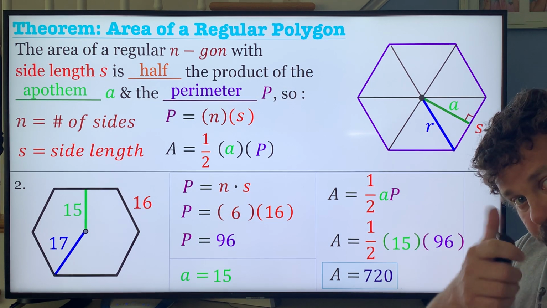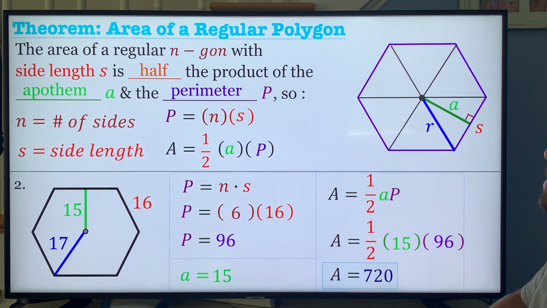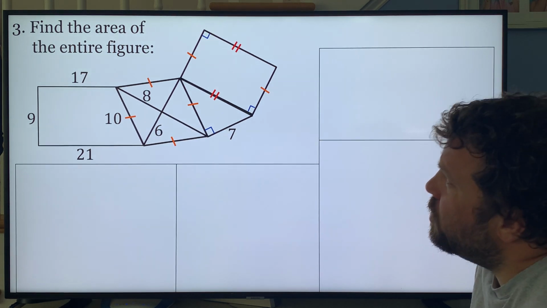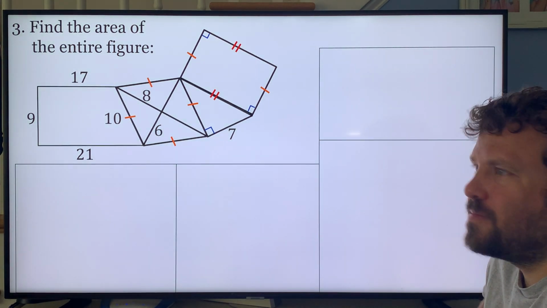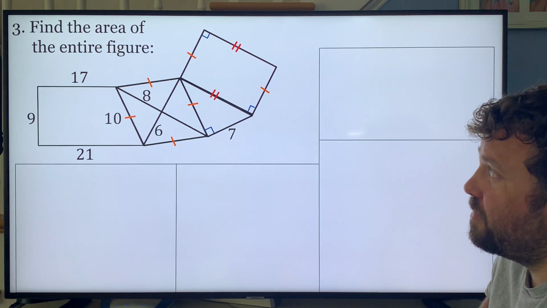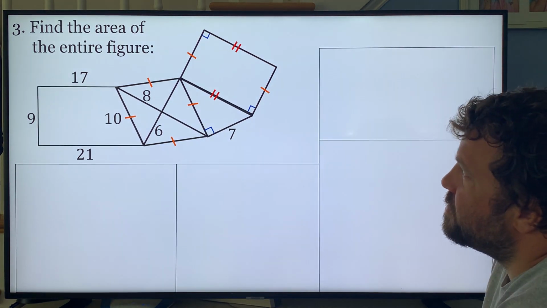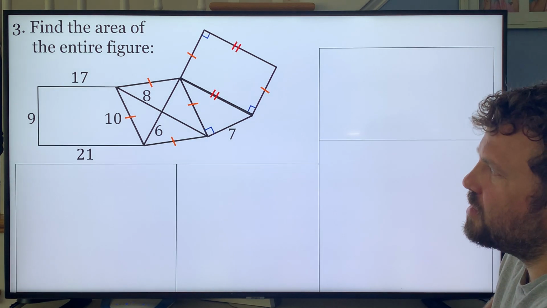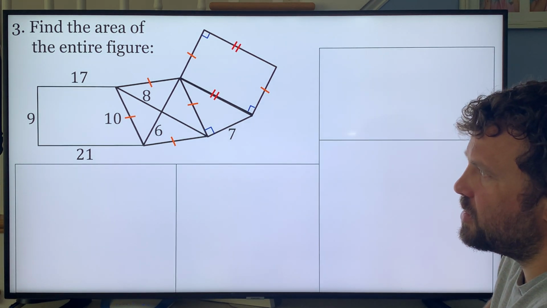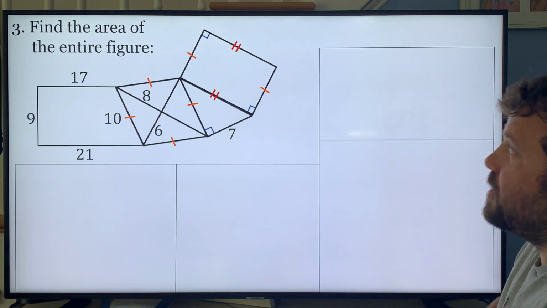Good. Let's move on to the next one. Find the area. Ooh. There you go. What are you going to do? Find the area of this figure right here. This has nothing to do with polygons, by the way. It's just using up everything that we've done so far. All right, let's see if you got it.